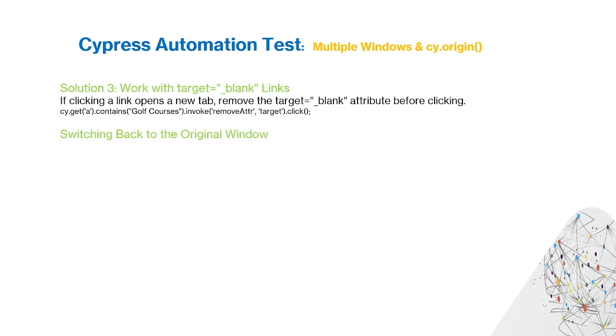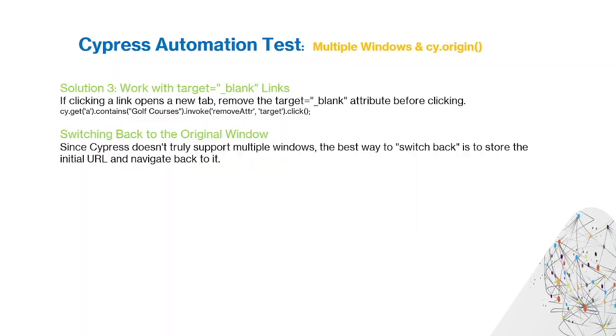Switch back to the original window. Since Cypress does not truly support multiple windows, the best way to switch back is to store the initial URL and navigate back to it. Here is the code. You see this is the original URL, then visit a new URL, and switch back to the original URL.